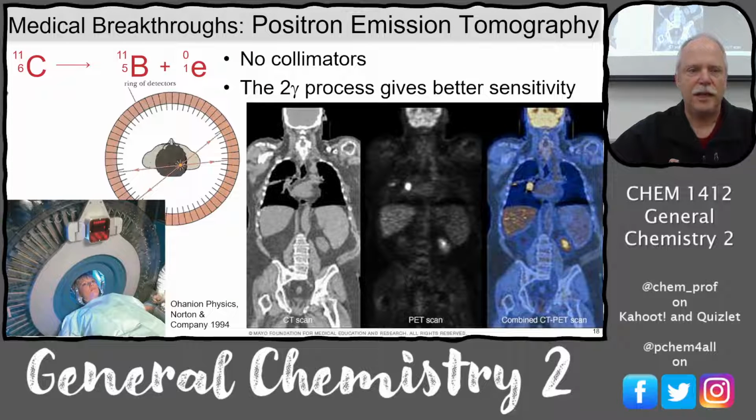This is the PET scan. And again, we don't have any collimators in a PET scan. What we do have is the positron, let's see, the carbon, like in this case, the carbon-11 is in the body.